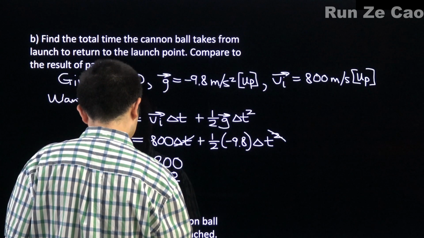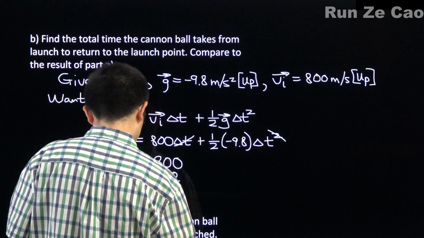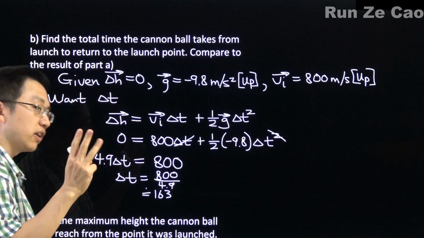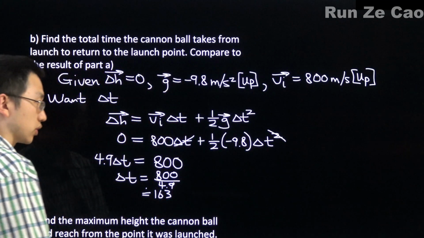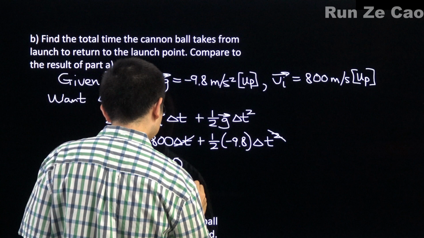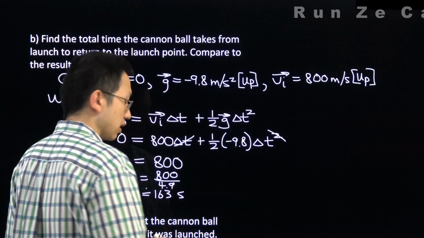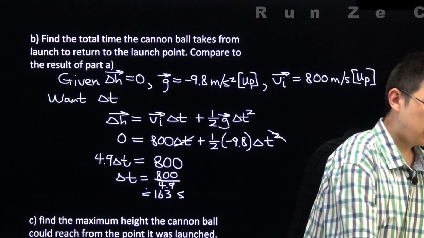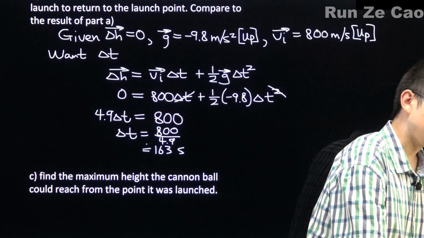Which is approximately 163. Wait a second, guys. We have 3 significant digits to work with, 800. So that's just 163 seconds. Yes, different numbers of decimal places might seem kind of awkward, but, well, this is the significant digit convention.